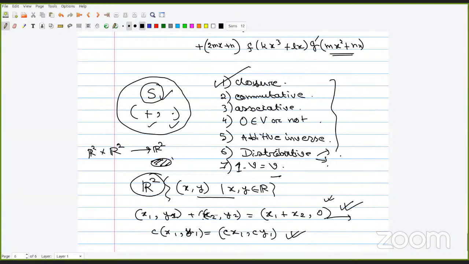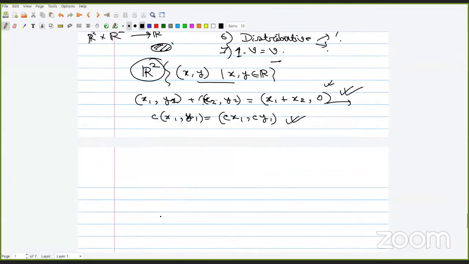Okay. Now, is there any 0? 0 means V plus 0 should be V for all V, right? Yes. So suppose I am taking (1, 1). What is my 0 here, so that I can get back (1, 1)? Is there any vector so that I can do the addition and get (1, 1) back? No, here 0 does not work. So if I add (1, 1) and (2, 0), what will I get?